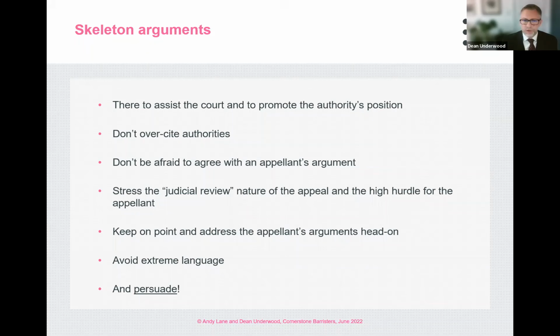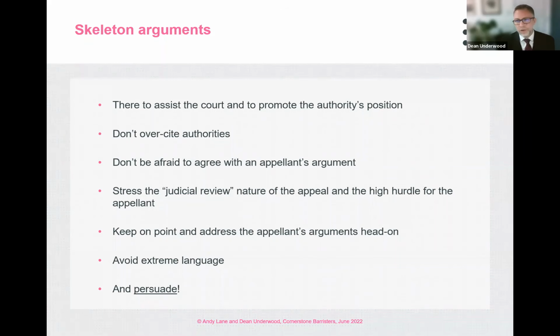Coming back to the point of brevity, keep on point, address the appellant's arguments head on. Don't make the mistake of avoiding the difficult arguments, deal with them. Avoid extreme language, because that's likely to marginalize the judge. Again, it comes back to taking a realistic view about the case and dealing with it appropriately.